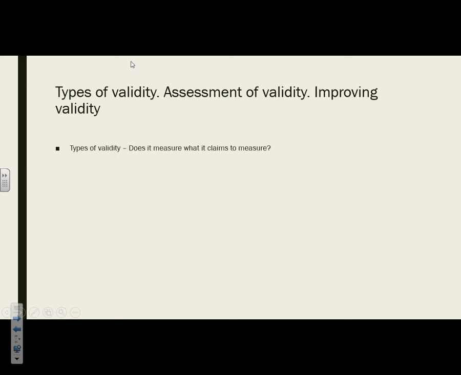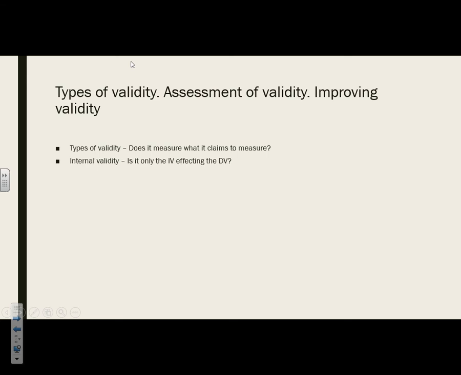Okay. Types of validity. So validity itself, does it measure what it claims to measure? You all know that. So if we're claiming to measure IQ, we're not going to use a GCSE English paper or a GCSE maths paper. They just tell us how good we are at maths and English. You could also question how valid an exam is for measuring ability in anything as well.